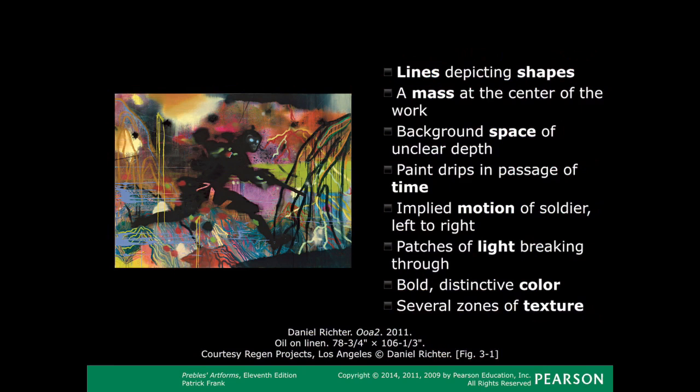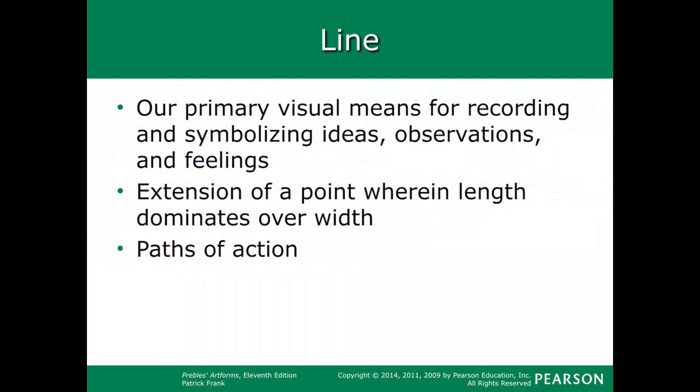There are patches of light breaking through. And now when it comes to these visual elements, we are of course looking at color, and there are several zones of texture. And the artist creates texture here using different paint media. You can see some spray paint. You can see some paint created by a brush. And so texture is something that you'll see a lot of in three-dimensional works, but you'll also see it in two-dimensional works as well. And this work is called 008-2, made in 2011 by Daniel Richter.